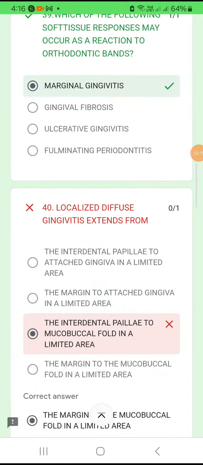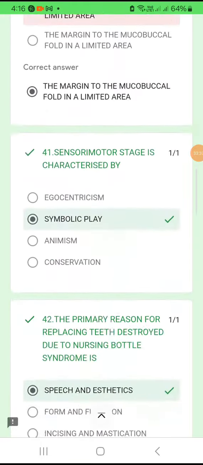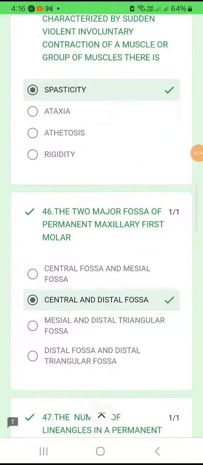One more correction, last one. Localized diffuse gingivitis extends from the margin to mucobuccal fold. Okay, margin to attached gingiva in a limited area. It extends from the margin to the attached gingiva, not to the mucobuccal fold. Okay, from the margin to the attached gingiva. Okay, so please note down these corrections.